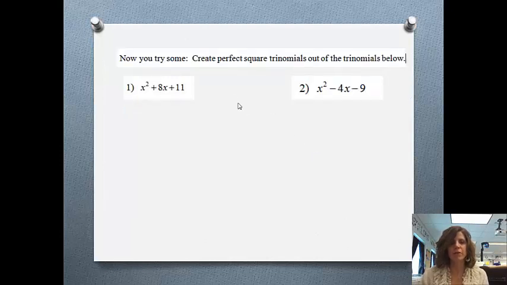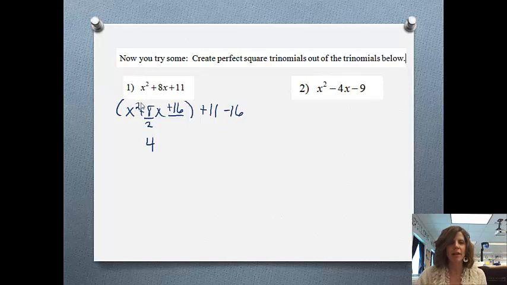Right, we're going to try a couple more here. I have x squared plus 8x plus 11. What we are going to do again, we'll start the problem, we'll rewrite it, we'll leave a space, and then put the plus 11 outside. The next step was to divide by 2. 8 divided by 2 is 4, and then we'll square that. 4 squared is 16, so we're going to put plus 16 on the inside and minus 16 on the outside.